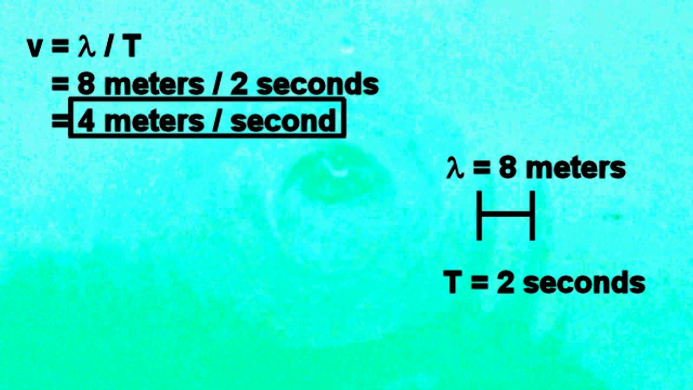So as an example, let's take a ripple in a pond. If we measure the distance from one crest to the next, we know that is the wavelength. For the sake of convenience, let's say that was 8 meters. And then we also measure the time, and that took 2 seconds. Well, we know to find the wave speed, all we have to do is take the wavelength divided by the period. So that's 8 meters divided by 2 seconds. That's 4 meters per second. So the wave is traveling outward at a speed of 4 meters per second.